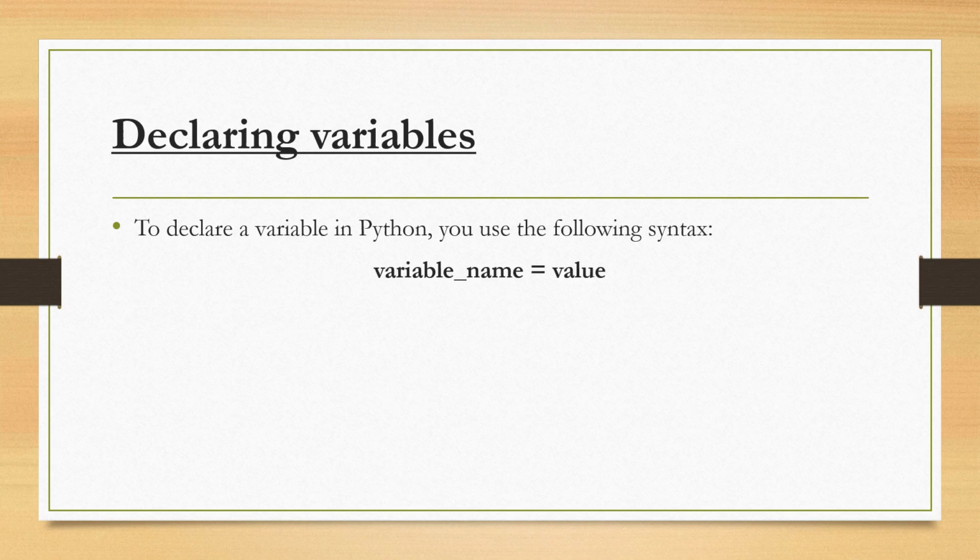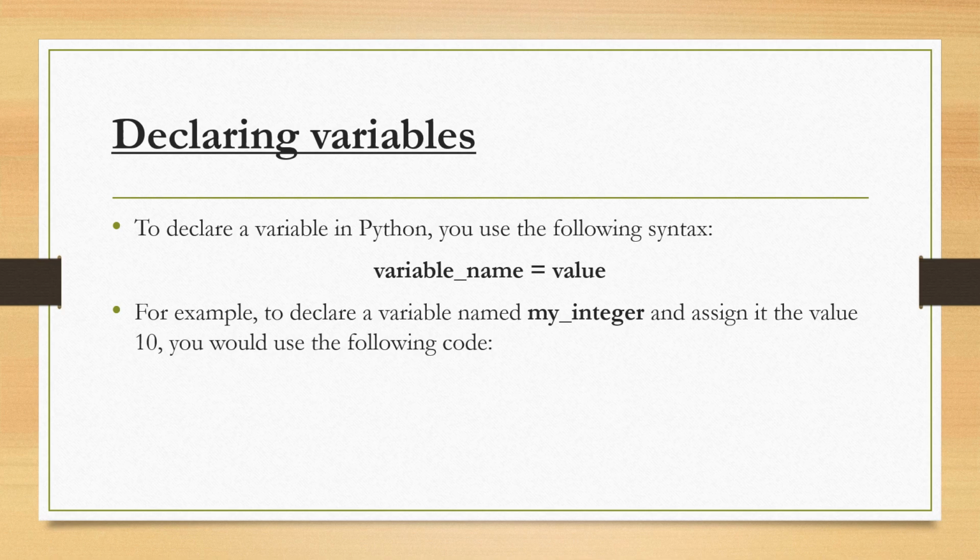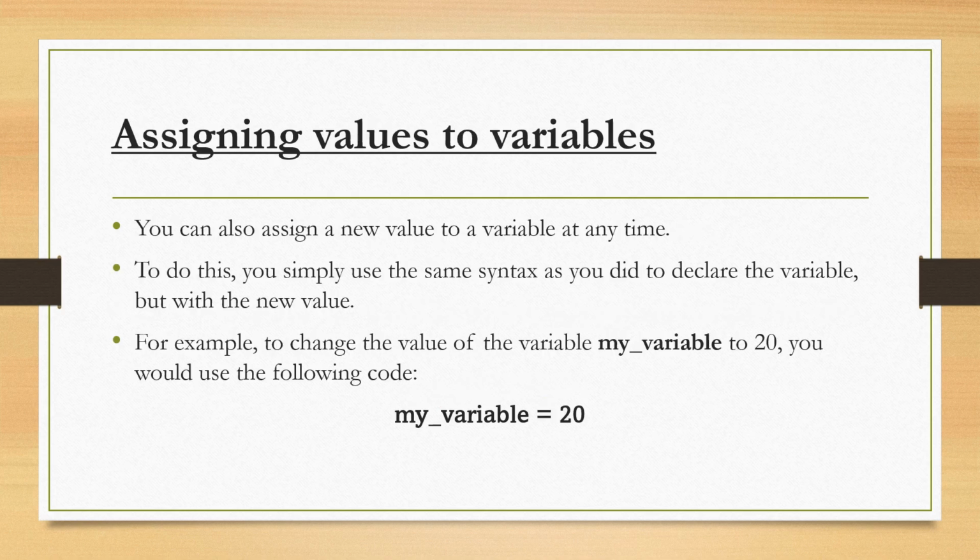To declare a variable in Python you use the following syntax. Variable name, equal to, which is the assignment operator, and then we give a value. For example, to declare a variable named my_integer and assign the value 10, we can use the following code: my_variable is equal to 10. We cannot use a space here, therefore we have used an underscore. Underscore can be used in the variable name, but space is not allowed when declaring variables.